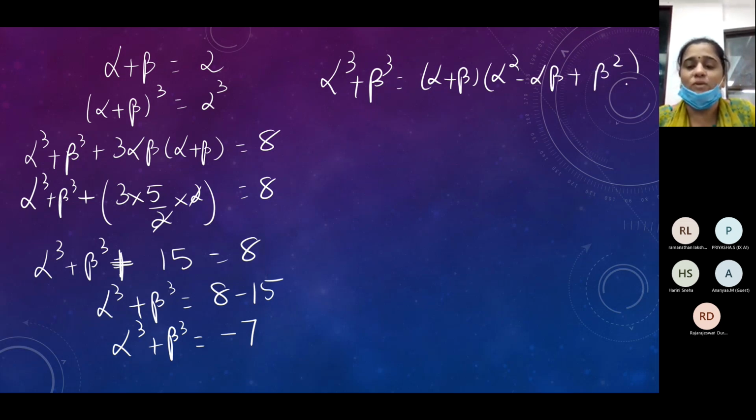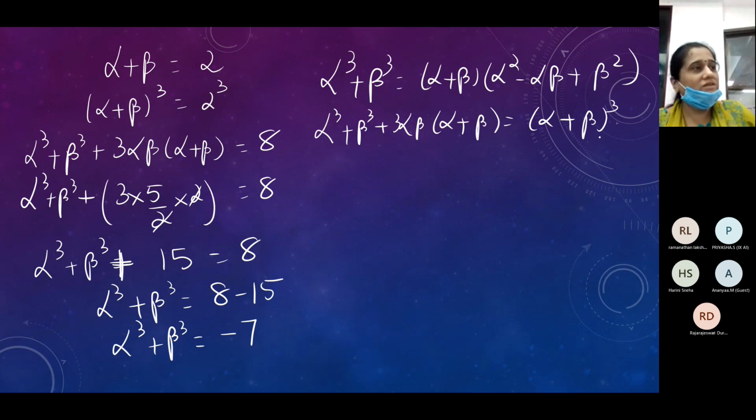We have this one and we also have this: A cube plus B cube plus 3AB into A plus B is equal to A plus B the whole cube. Look at this. A plus B the whole cube is A cube plus B cube plus 3AB into A plus B. You have to find this. And everything is made up of alpha, beta and alpha plus beta. So I've gone with that, meaning I've used that identity.